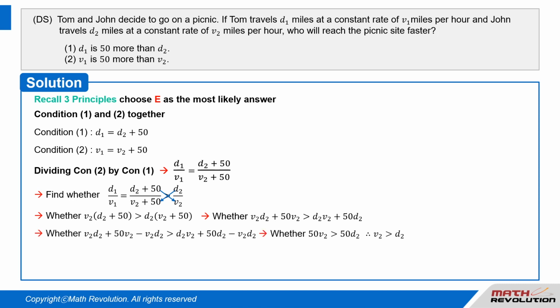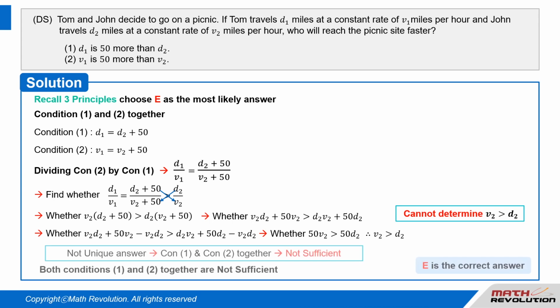The term D2 times V2 is the same on both sides, so they cancel each other out, leaving us with determining whether 50 times V2 is greater than 50 times D2, which further simplifies to determining whether V2 is greater than D2. We still cannot determine exactly whether V2 is greater than D2, so conditions 1 and 2 combined are not sufficient.